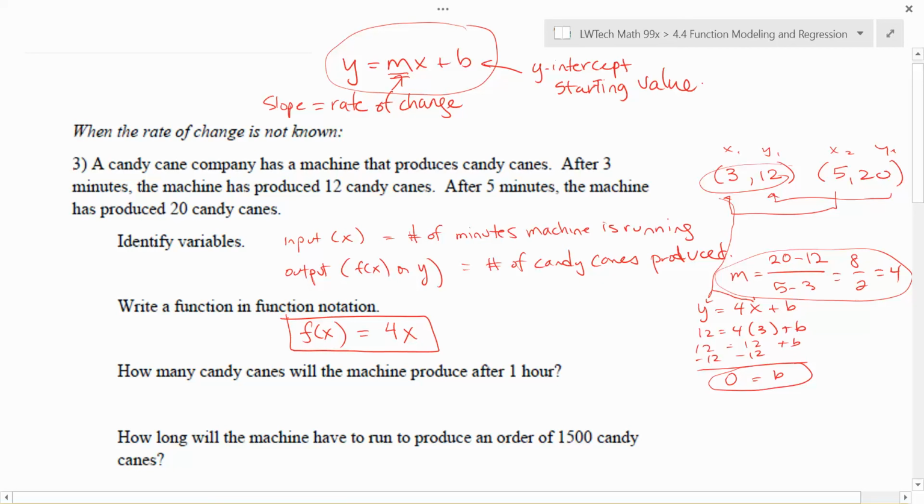All right, now once you have an equation, we can continue to answer problems about our situation by using the function that we came up with, by using our function model. The next question asks how many candy canes will the machine produce after 1 hour. If we look at our input, x is number of minutes, so we'll have to make sure that we plug 60 minutes into our formula. So f of 60 equals 4 times 60, which is going to give us 240 candy canes after an hour.